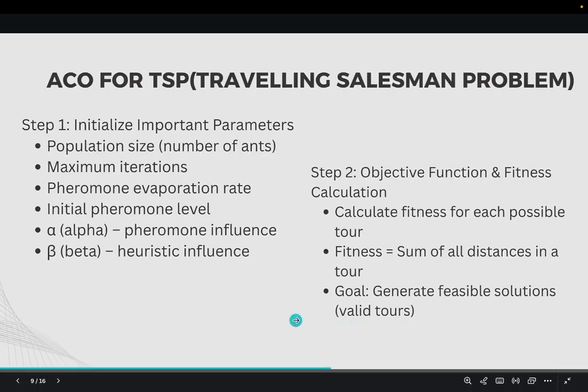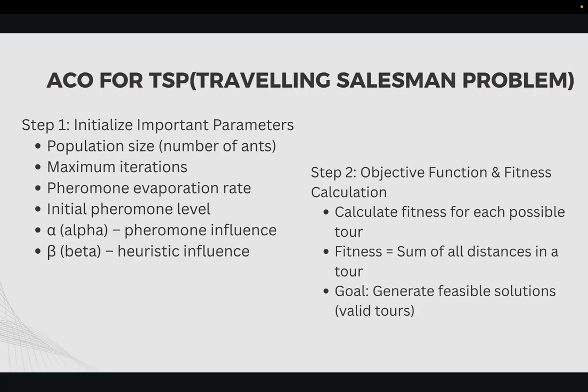I'm Yuktha and I'll be presenting about the ant colony optimization for traveling salesman problem. So the algorithm goes as follows. Step 1, initializing important parameters, that is population size, maximum iterations, pheromone evaporation rate, initial pheromone level, alpha which is pheromone influence, beta which is heuristic influence. Step 2 is objective function and fitness calculation. We'll calculate fitness for each possible tour. Fitness is equal to sum of all distance in a tour. So the goal is to generate feasible solutions.